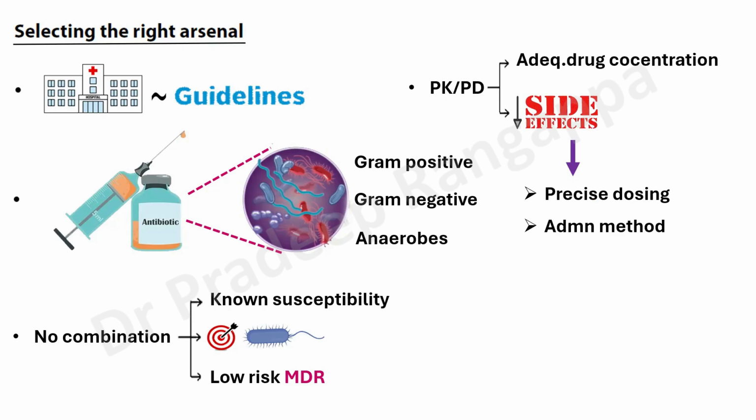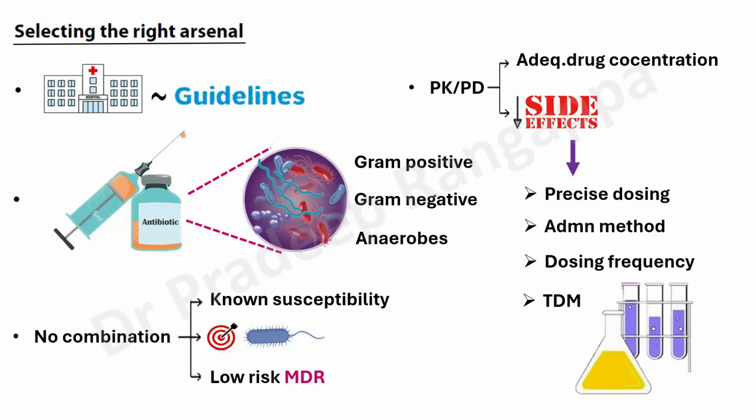Like if you look at aminoglycosides, it's given as a single bolus dose. And if you look at cephalosporins or carbapenems, they need to be given as continuous infusions for a long period of time to achieve good area under the curve concentration. And dosing frequency also is important because aminoglycosides are given once a day, but cephalosporins or carbapenems are given at spaced frequency. So these are some things which need to be adopted and followed to optimize the PK/PD.